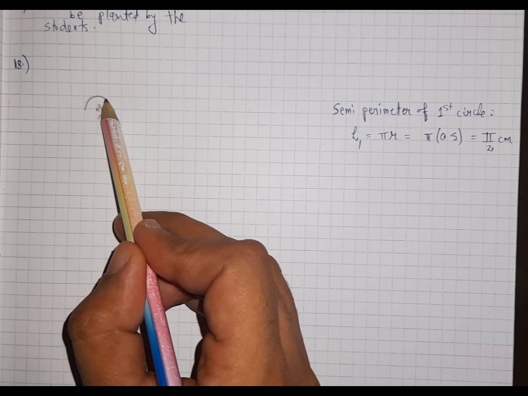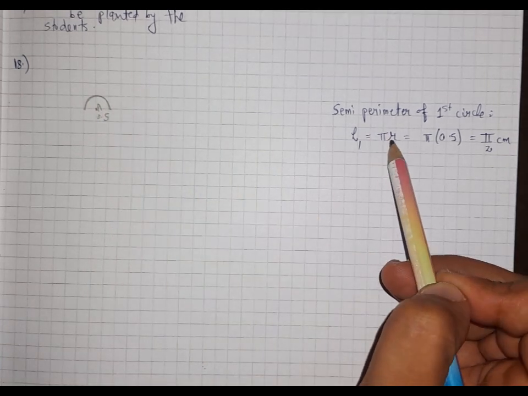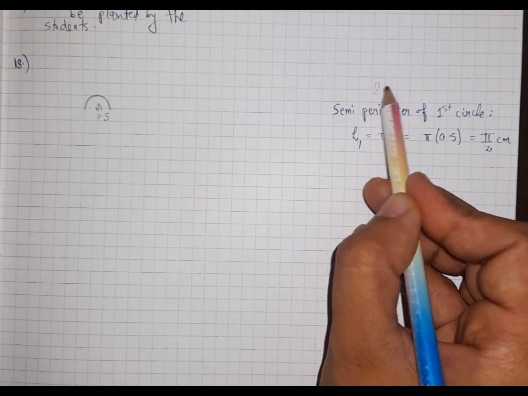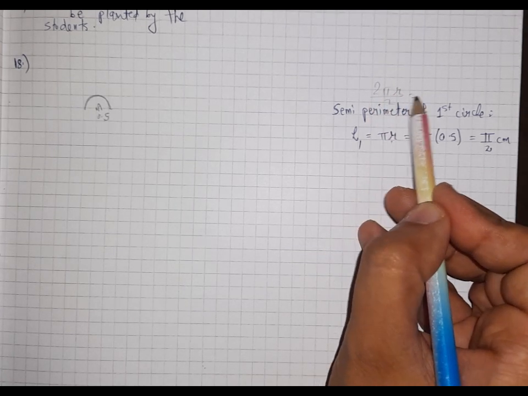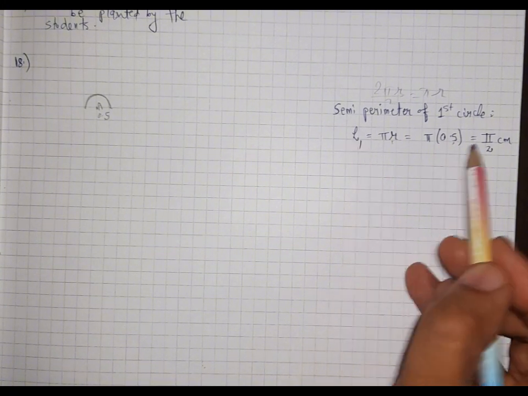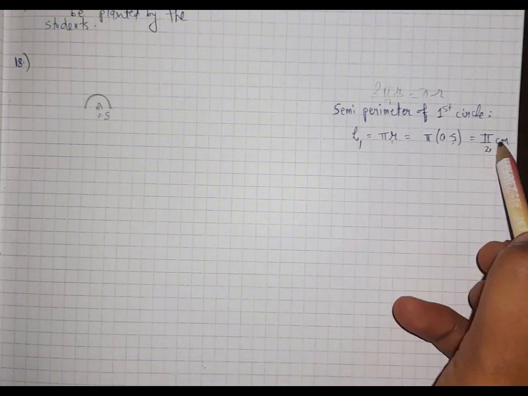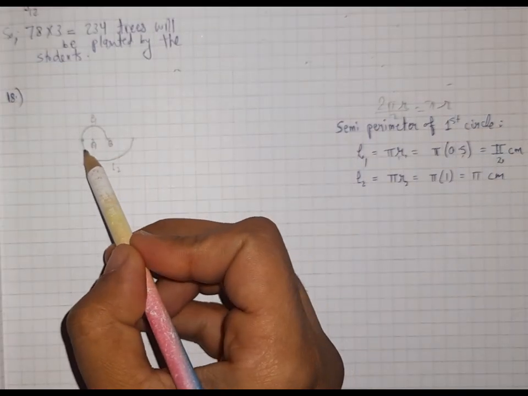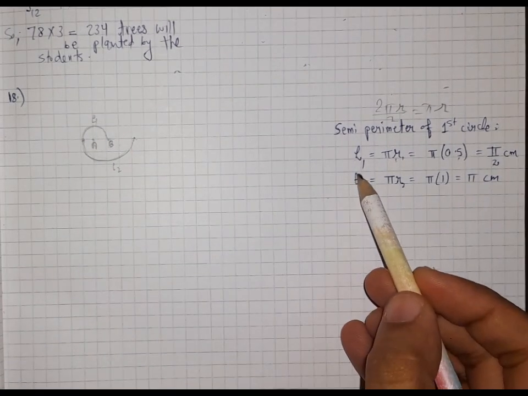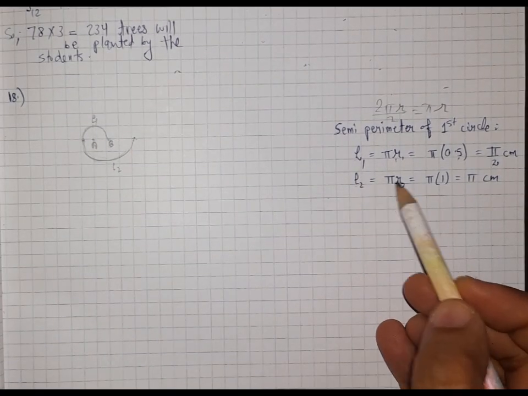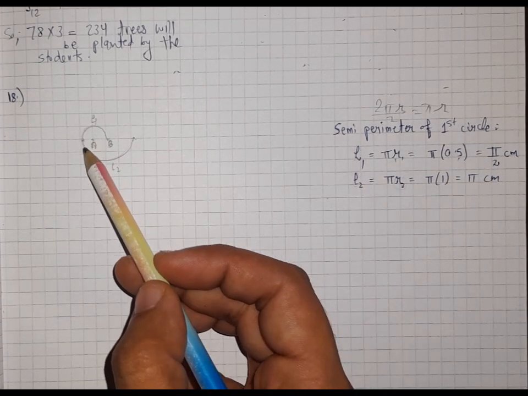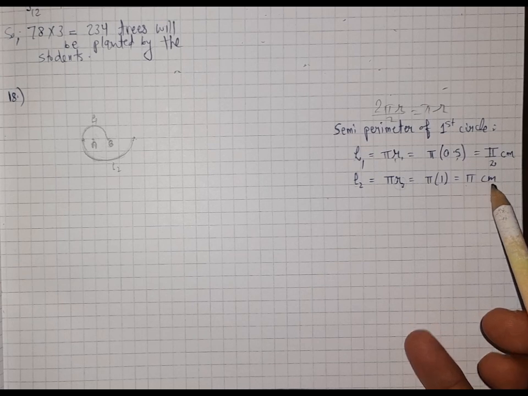Now the length of this semicircle is pi r, because the perimeter of a circle is 2 pi r, so the semi-perimeter will be pi r. Here the radius is 0.5, so L1 equals pi upon 2 centimeter. Now this is a semicircle with radius 1 centimeter. So the length of this semicircle will be pi r, and here r equals 1. So the length of this semicircle is pi centimeter.